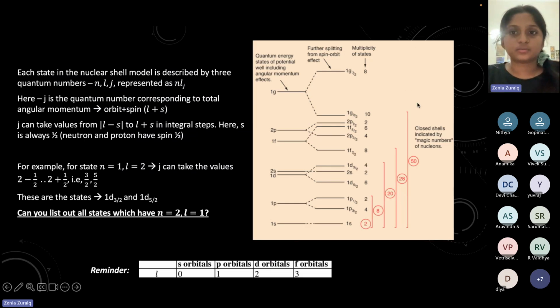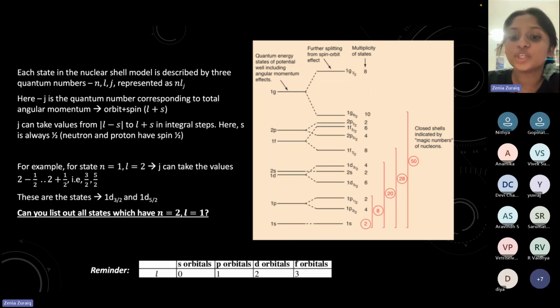So much information is given here, but this is going to be very useful for you when you solve your questions. You can see that this is the same diagram as before, and this multiplicity of states tells you how many nucleons are allowed in each state. You can see that magic numbers are exactly the ones where they fill an entire shell, right? So 2 and then 8 and then 20. When they cover an entire quantum energy state, that's when you call it a closed shell, and it is called a magic number.